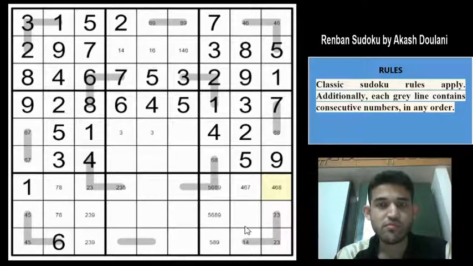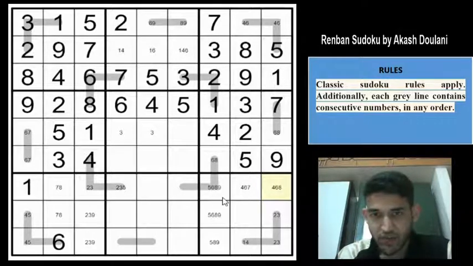So if you look at this cell, can you have a 9 here? If you have a 9, then this cell becomes 8 and this would have to be 7. So we have 7, 9 here and this becomes an 8.